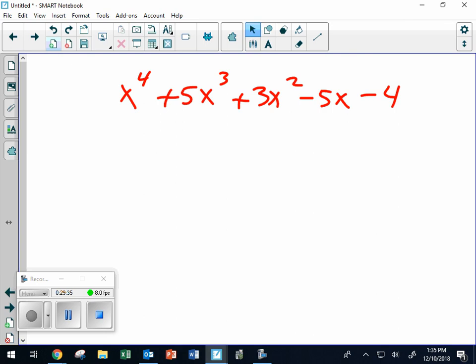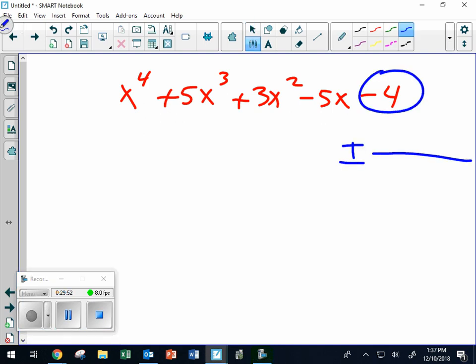I'm going to pause for a second. Why don't you give this a try? I'll come back after a few seconds to give you the list of possible roots. Okay, what are the possible roots? Plus and minus the factors of this, 1, 2, and 4, over the factors of that, which is just 1.